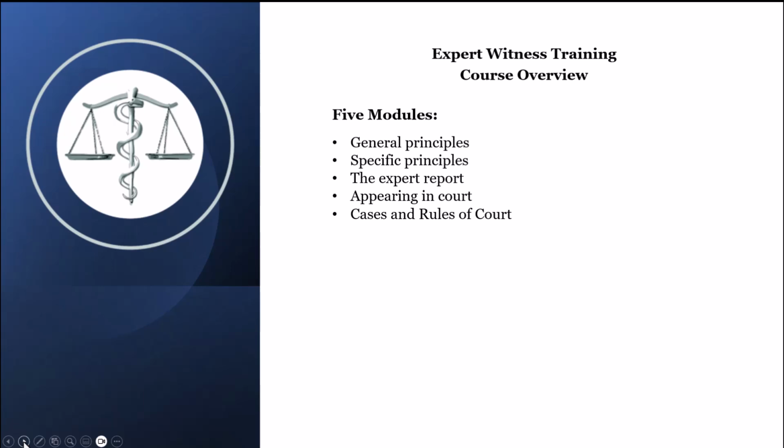And then finally, we have a look at the cases and rules of court. It's the key cases. We take a selection of cases, and we take a selection of the rules of court, and then have a look at how all of those 4 modules actually play out now in actual court cases, and draw on a lot of those principles to understand the key cases and rules of court.